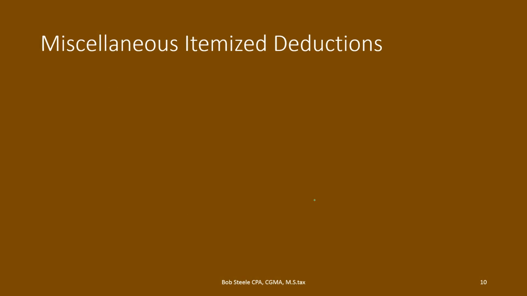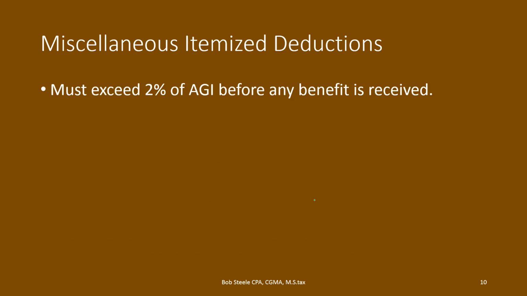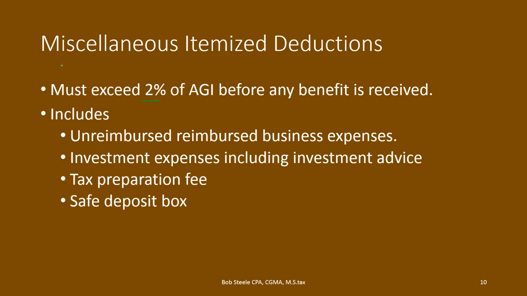So we have miscellaneous itemized deductions. This is like the other stuff, and these must exceed 2% of the AGI. So we have a limitation. Once again, it's got to be over 2% of AGI, but that limitation is much smaller. So these will start to benefit us when they are over 2% of the AGI. What we mean by this is all the miscellaneous stuff. Everything in this category must be over 2% of the AGI.